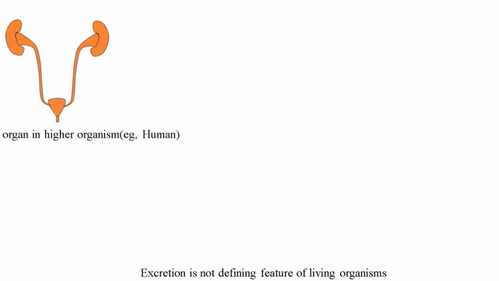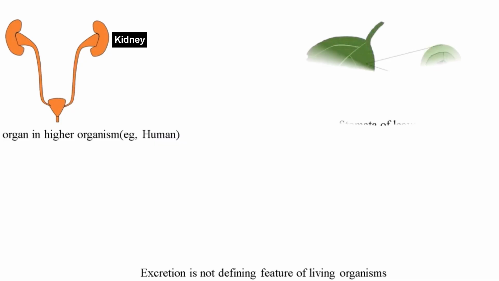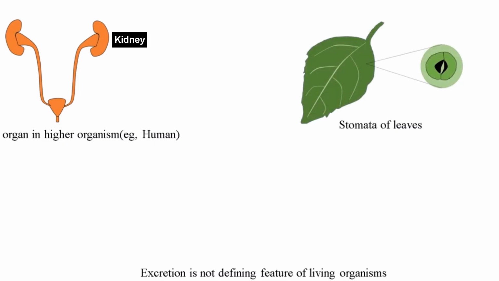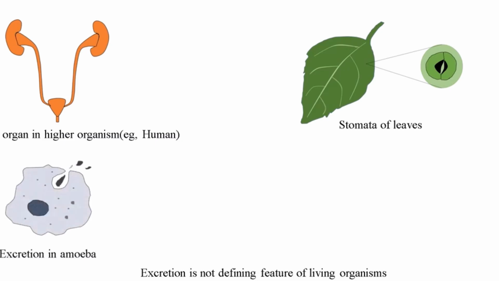The next point is excretion. Excretion is defined as elimination of unwanted or waste material from the body. In higher organisms, special excretory organs develop to perform the function of excretion, for example, the kidney. In plants, excretion of waste such as water and oxygen is carried out by the stomata of leaves. In unicellular organisms such as amoeba, a vacuole containing waste material is formed to eliminate waste from the cell.